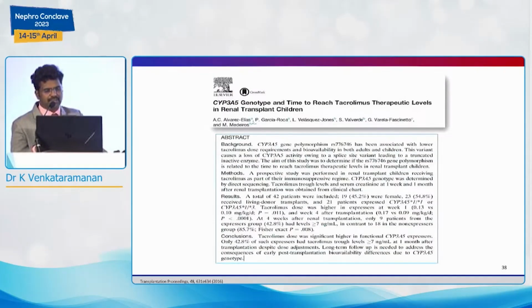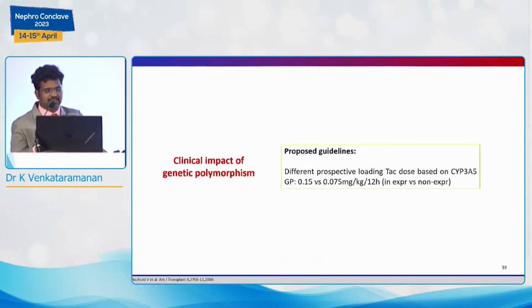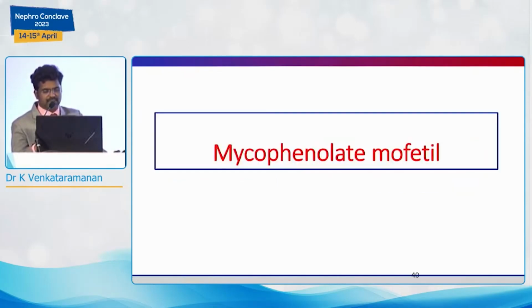Even in children, there is a study that has clearly shown that 1/1 is the rapid metabolizer and 3/3 is the poor metabolizer. The impact is that if the patient is A5 1/1, the required dose is 0.15 compared to 0.075 when they are non-expressors. So this is the difference between the doses.